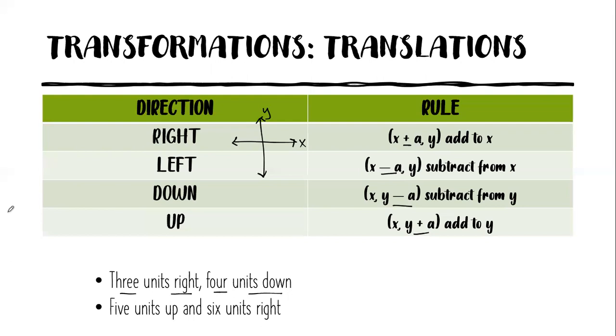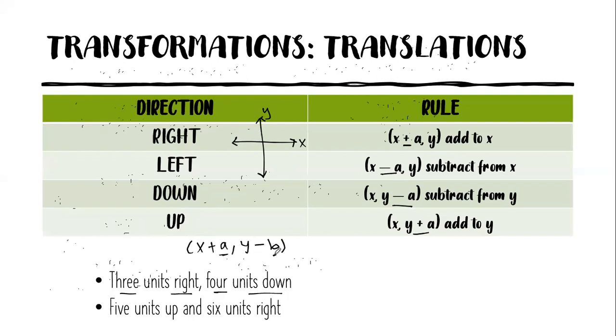So if I'm going 3 units to the right and 4 units down, what would I write for my algebraic representation? And what I mean by algebraic representation, X plus A or Y minus B, it'd be some kind of numbers here, and whatever sign you're looking for to put in here.